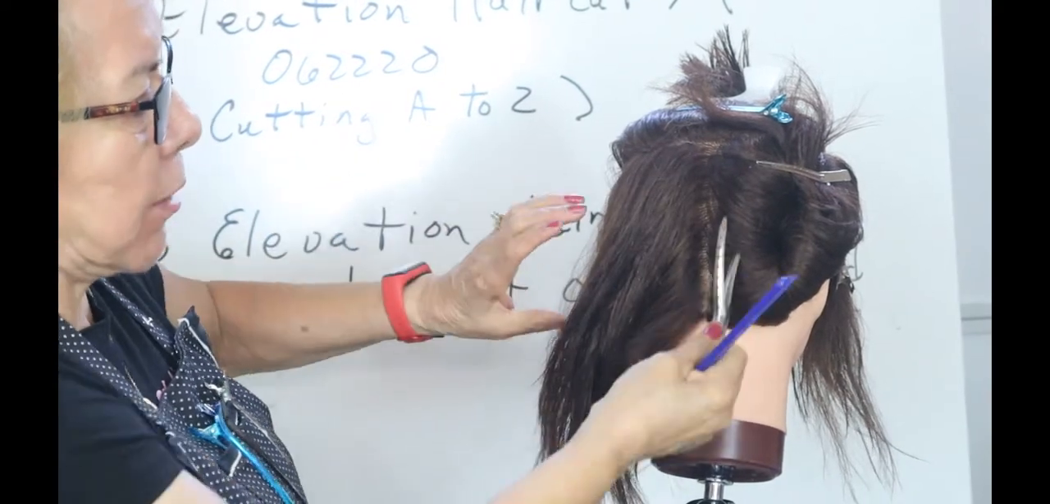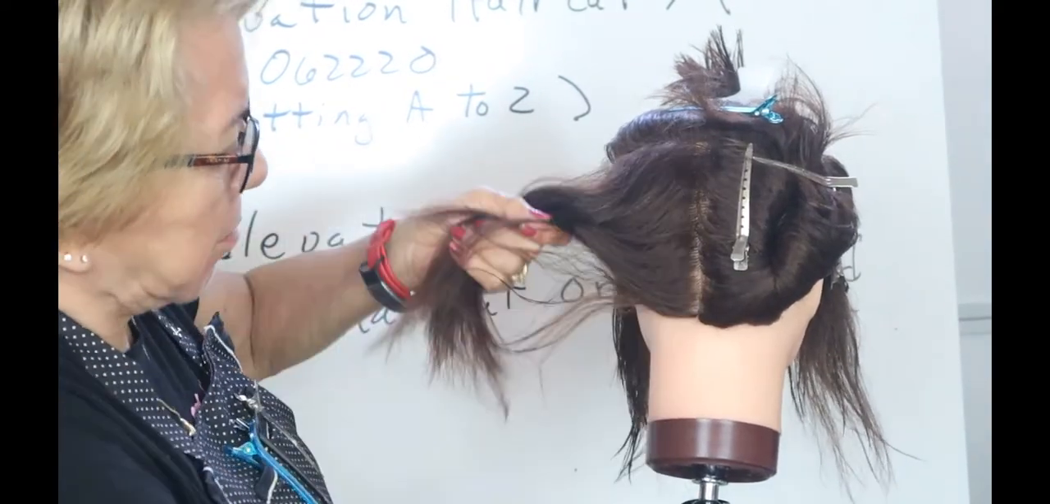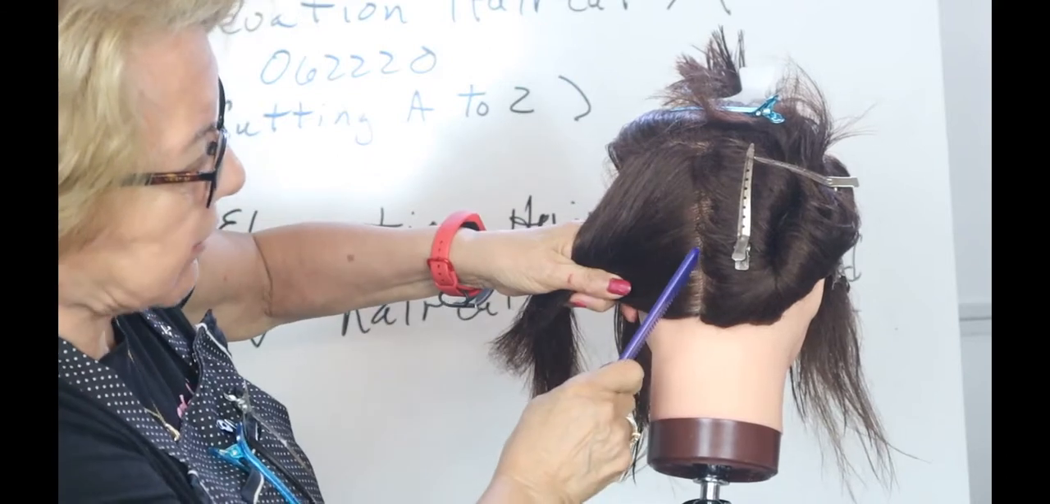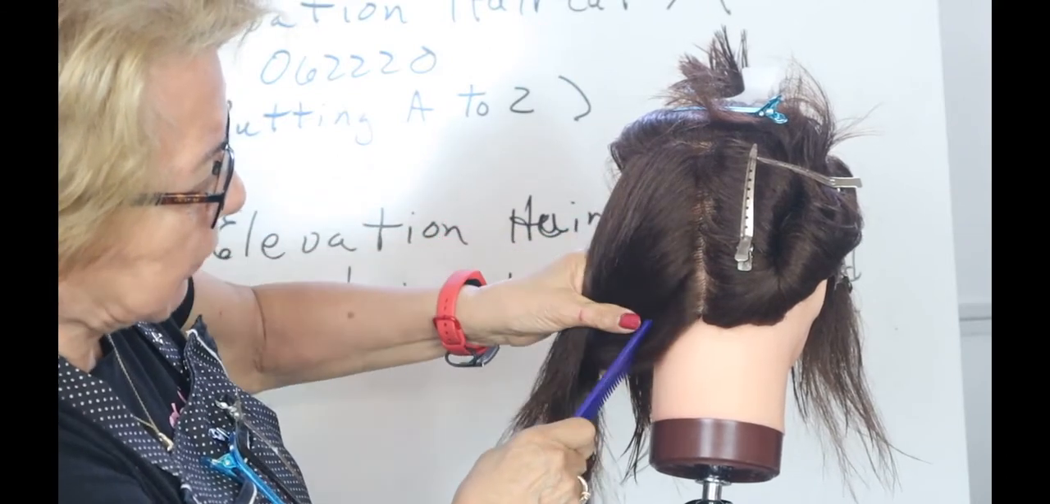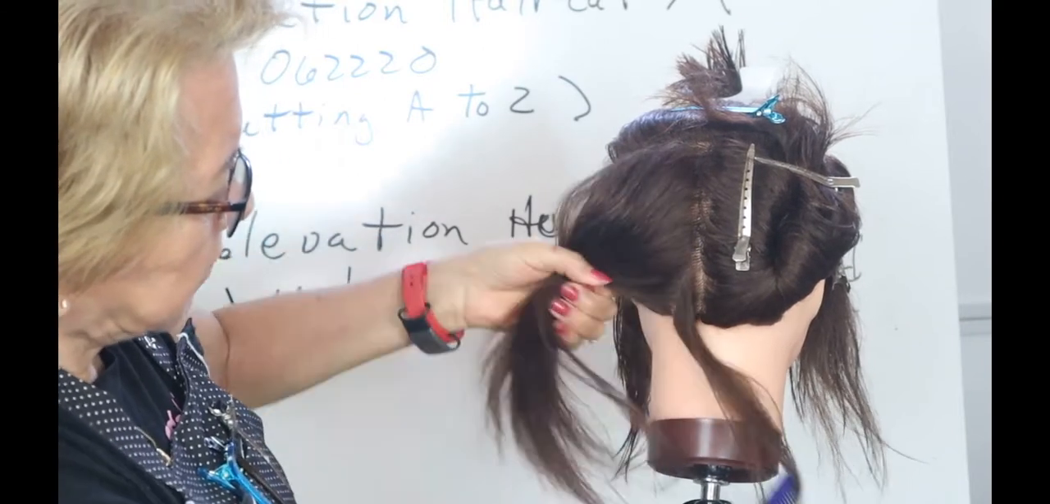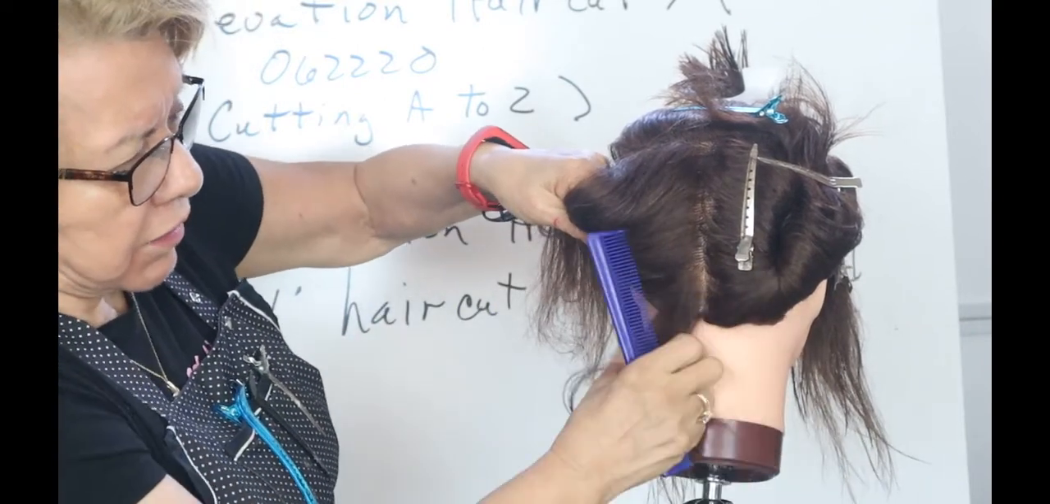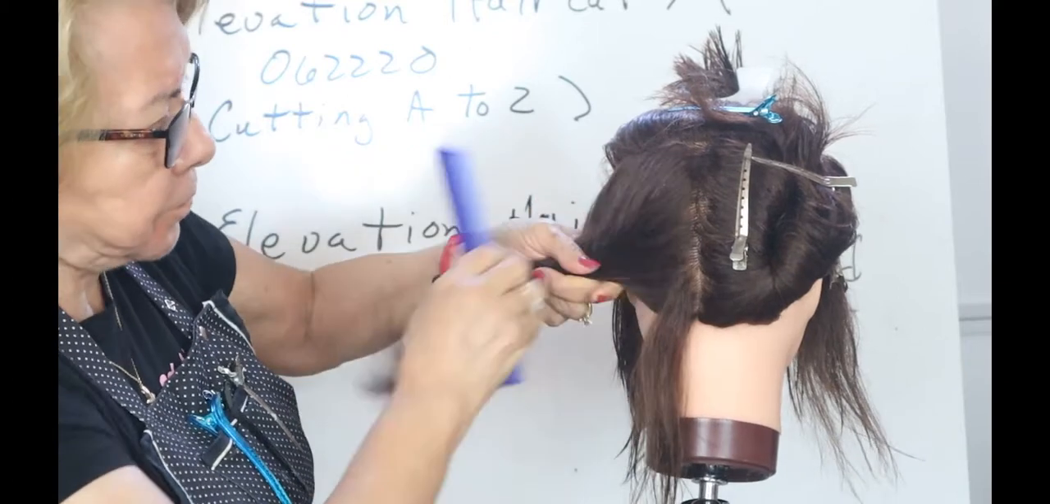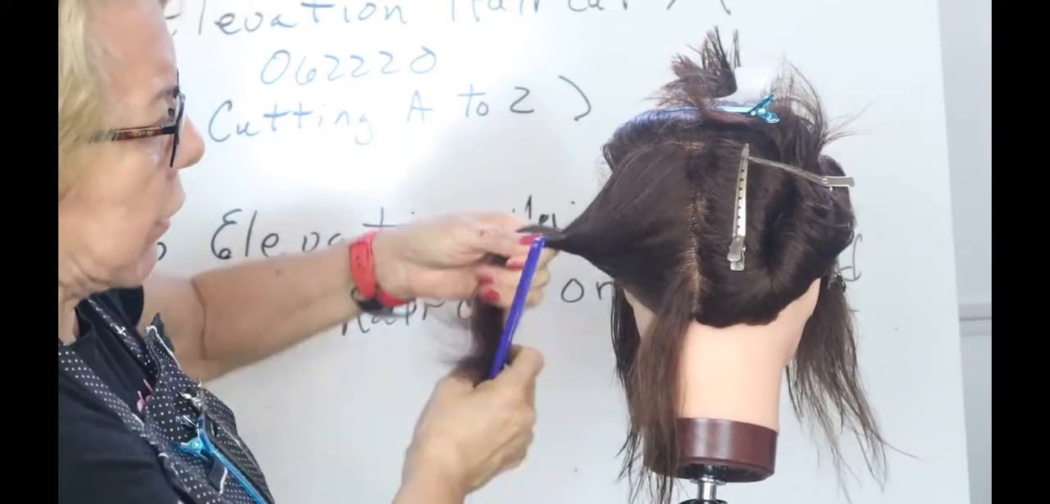The pie shape, or the triangle shape that I'm going to make right now, is right at the end of that nape line. I'm not going to take it all the way to the area behind the ear. You can see that I left that out a bit, and I'm going to bring it over.